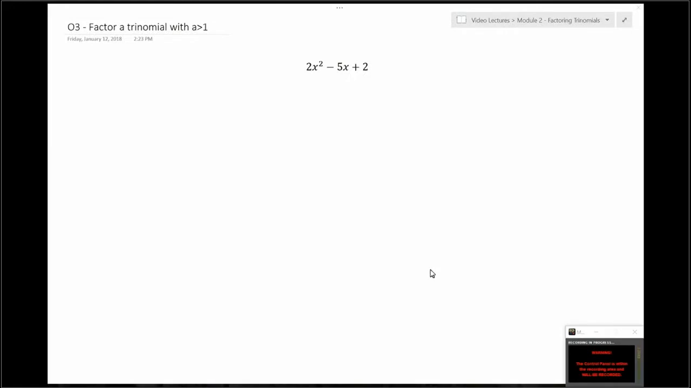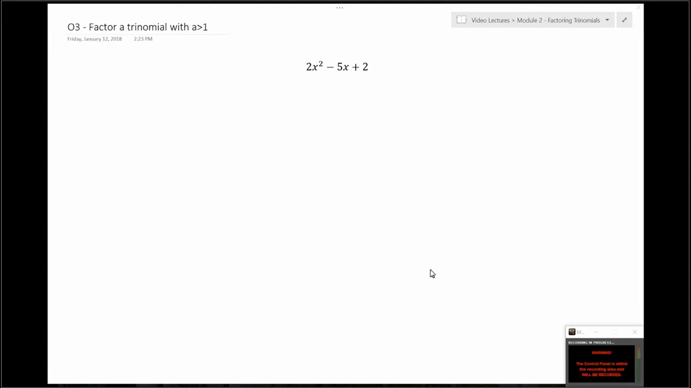Hello. In this last video for the module, we're going to continue factoring trinomials, but this time we're going to look at trinomials with the leading coefficient greater than 1. Now really we can deal with negative versions, but in this video we're going to focus on when a is greater than 1.